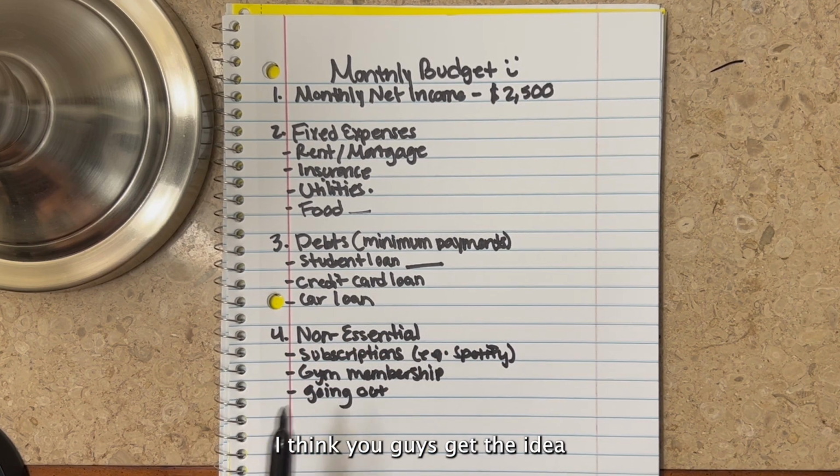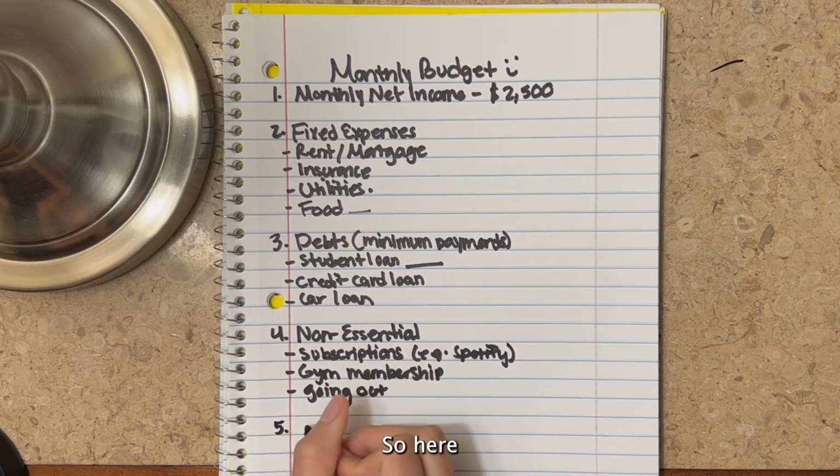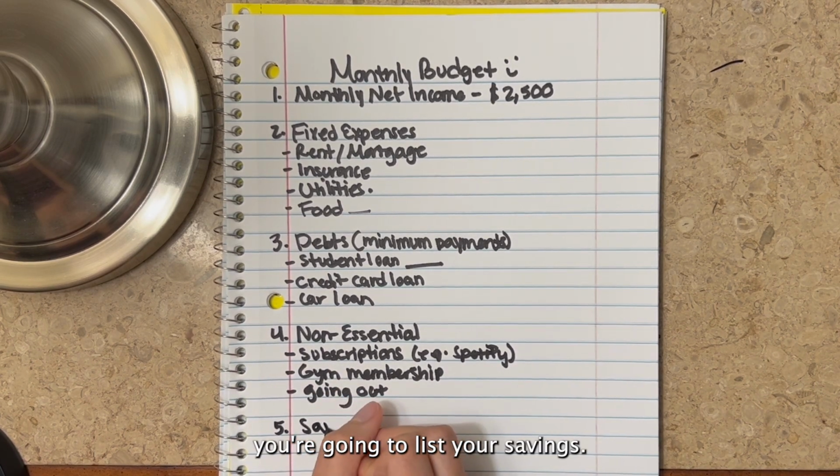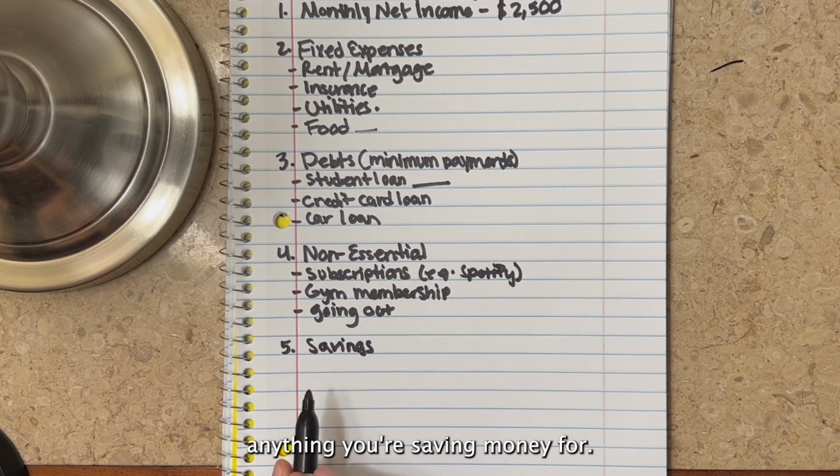I think you guys get the idea. This list will probably be your longest one. Now let's go to category number 5. So here you're going to list your savings. And here I'm not just referring to long-term savings, but just anything you're saving money for.